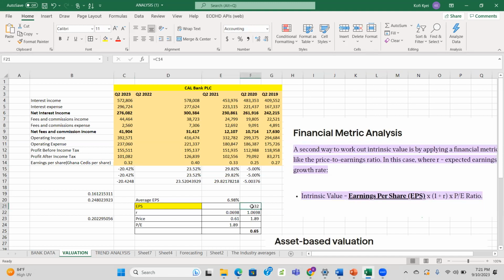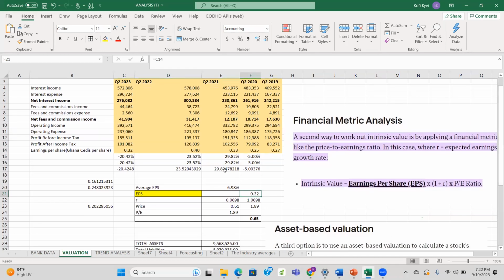These are the figures. So we put the earnings per share. It's quite easy to do this in Excel. When you put these figures in Excel, you will find it very easy. So we'll put our earnings per share, the last earnings per share figure, that's 0.32. And the growth rate over the period, that is what has happened in the past. These are the growth rates calculated here.